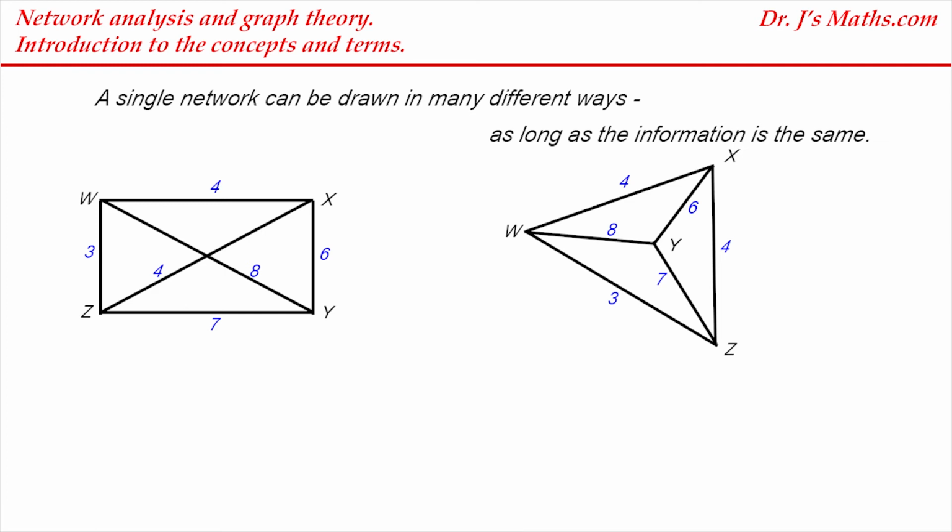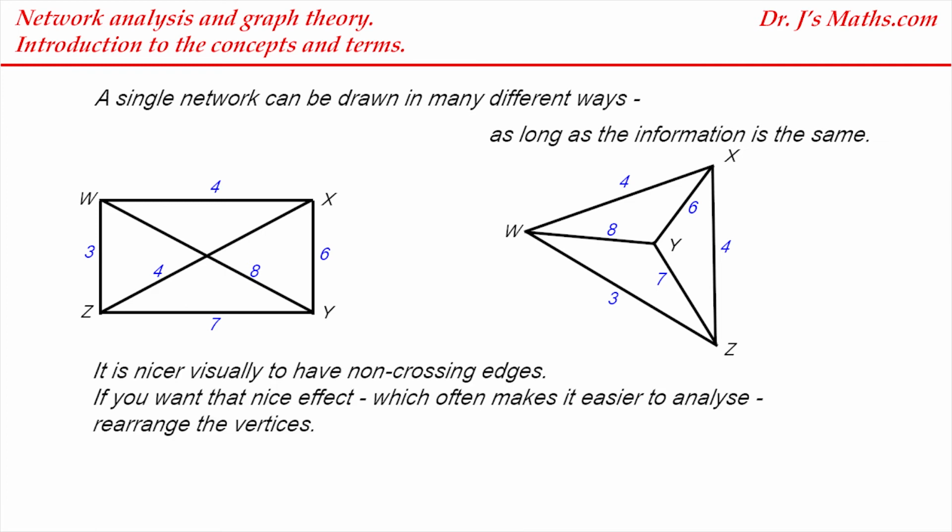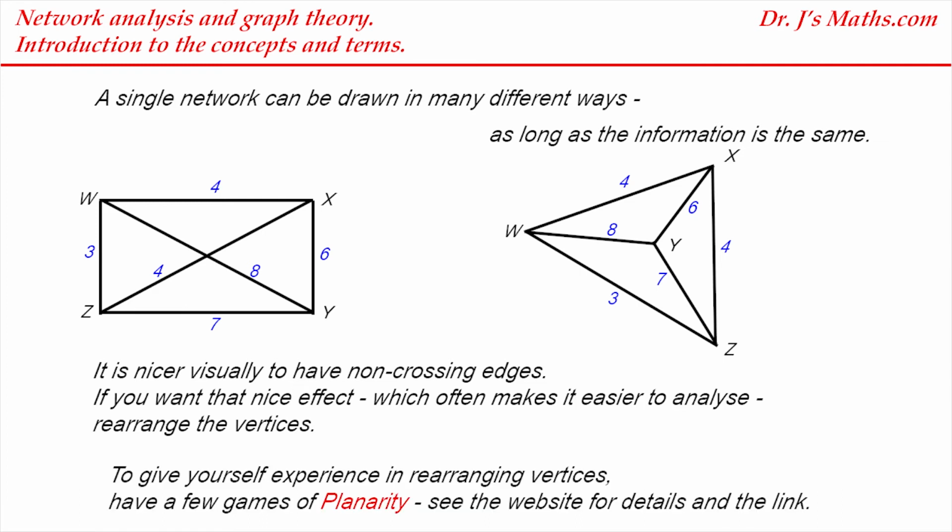But really, the right-hand one looks better, doesn't it? It's nicer to visually have non-crossing edges. We've got 2 crossing edges in the first diagram. It doesn't look so nice. So if you want to have the nice effect of non-crossing edges, to make it easier to analyse, then you rearrange the vertices.